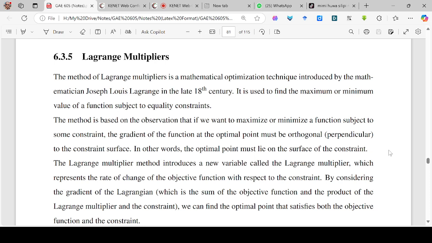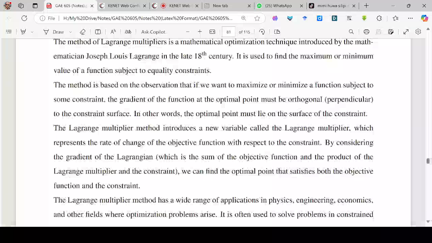So the method is based on the observation that if we want to maximize or minimize a function subject to some constraint, then the gradient of the function at the optimal point must be orthogonal to the constraint surface. In other words, the optimal point must lie on the surface of the constraint.